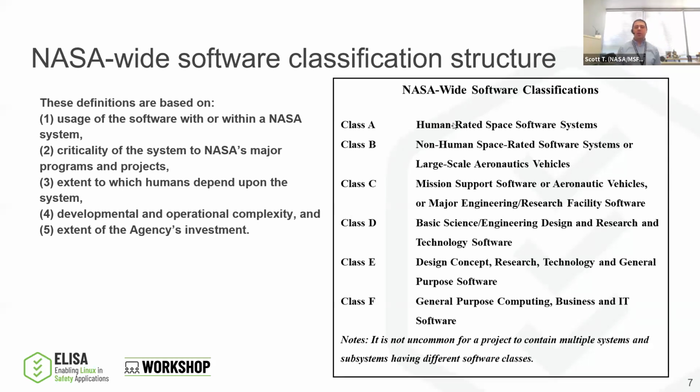We have Class A, which is a human-rated space software system. That's probably the most rigorous software methodology we have. NASA spends a great deal of money and time to remove as many bugs as possible, because we want that to be the most reliable, the most tested, and to know how things are going to work out. Now we have Class B, non-human space-rated software systems and large-scale aeronautic vehicles.